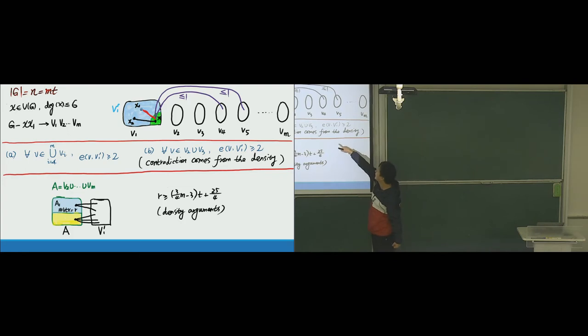In this case we can say that among V2 to Vm, there are at most two color classes containing at least the neighbors of X. We can assume that from V4 to Vm, each of them contains at most one neighbor of X. And in this case, we assume that X cannot be moved into V4, V5, or Vm, otherwise we are happy. So in this case, we can see these two facts.